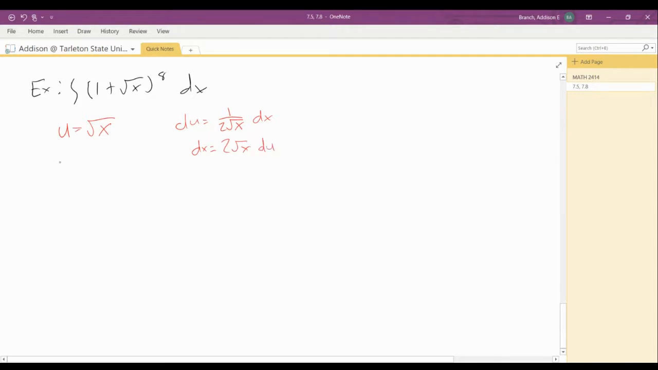So if we plug everything in, we get our integral of 1 plus u to the 8th times 2 square root of x du. We still have that square root of x, but we can just plug in a u for that. We get 1 plus u to the 8th times 2u du. So the thing is, this still isn't a great format for us to try to go ahead and integrate. We could do an integration by parts, but that could get kind of messy.